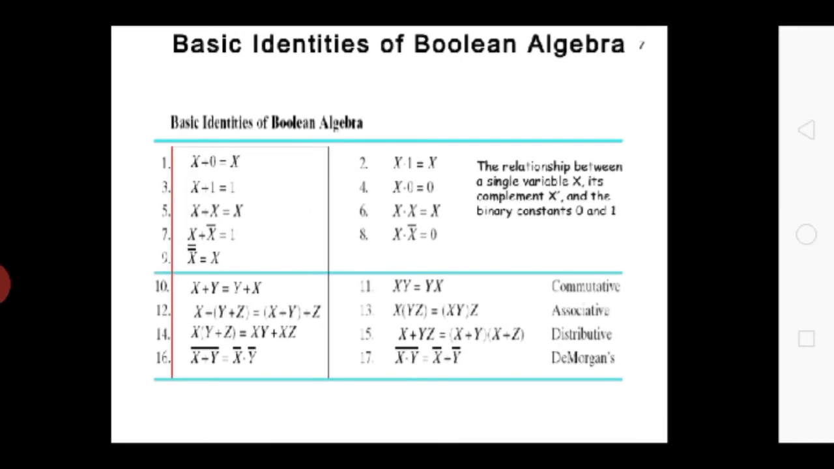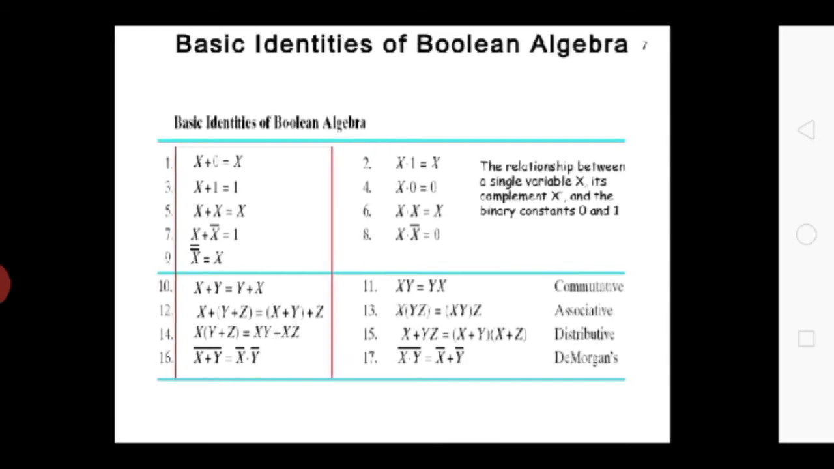Then we have the commutative law: x plus y is equal to y plus x. And the associative law, that means we are exchanging the brackets. Then the 14th and 15th are the versions of the distributive law. If we write x bracket y plus z, we can write it as xy plus xz. Similarly, x plus yz can be written as x plus y and x plus z. The 16th and 17th are De Morgan's theorem.